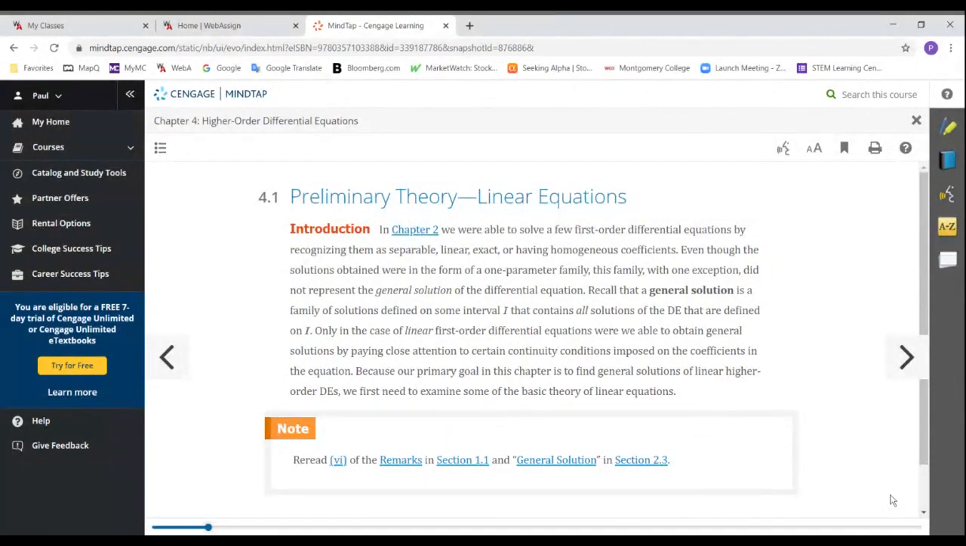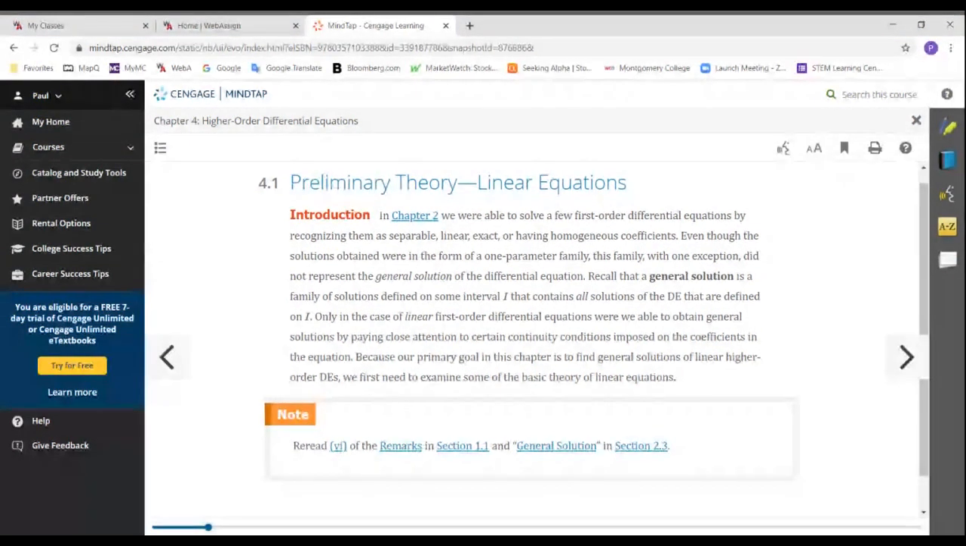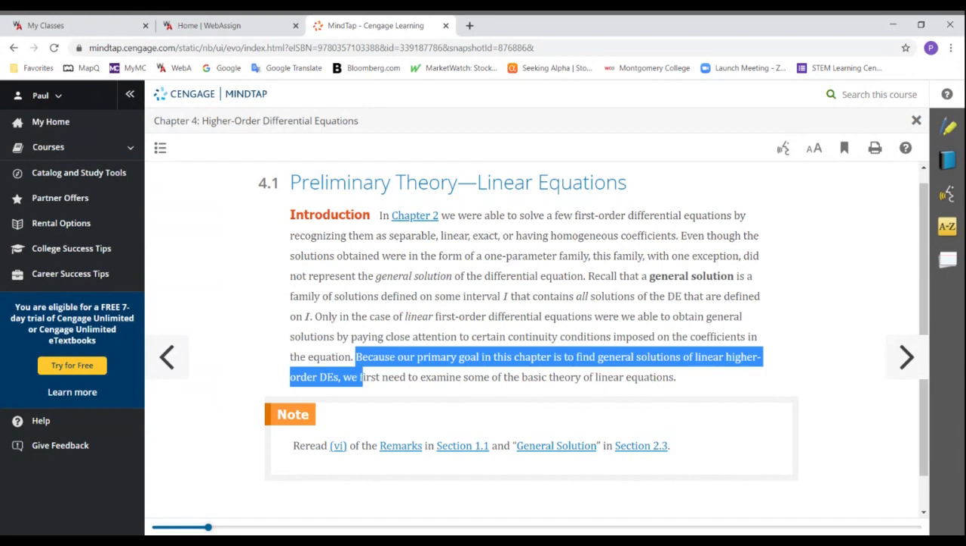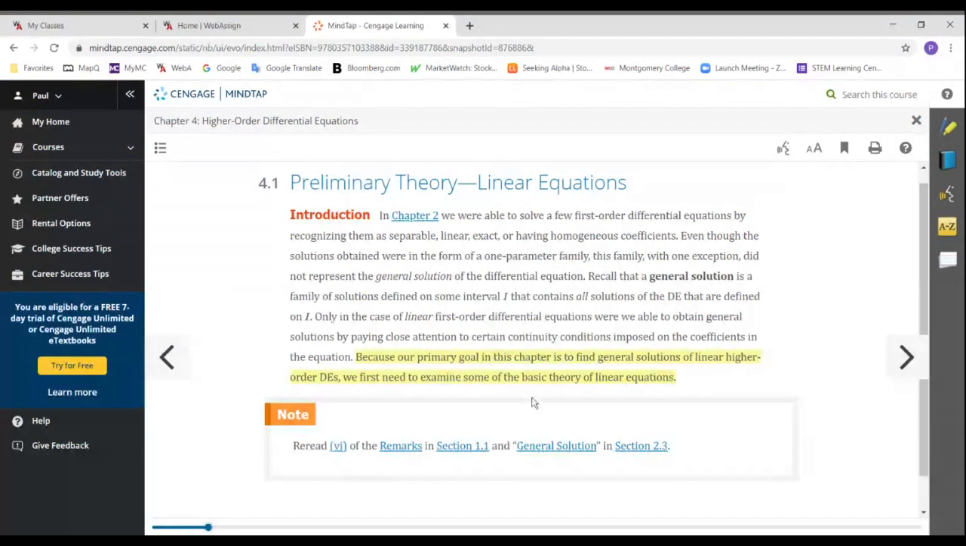All right. So in chapter 4 here, let me see. I have it in front of me also. I'm going to just sort of selectively pick things, but let's see here. Yeah, our primary goal, because our primary goal in this chapter is to find general solutions of linear higher order differential equations, we first need to examine some basic theory of linear equations.